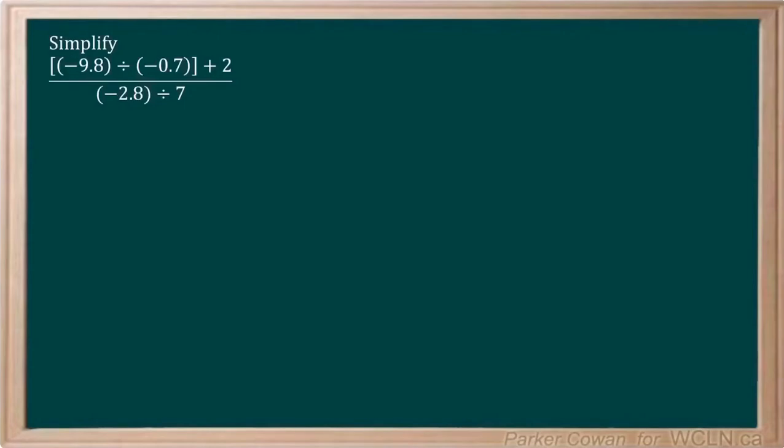Simplify the following. Alright, so essentially what we have here is a BEDMAS question with some negatives and some decimals thrown in, which is just going to make things a bit more difficult, but won't change our BEDMAS rules at all, so as long as we follow those, we'll be good to go.